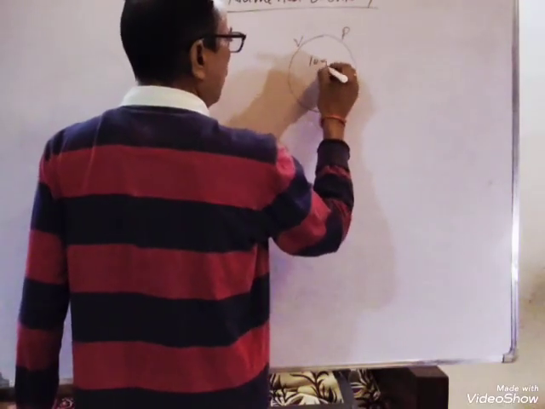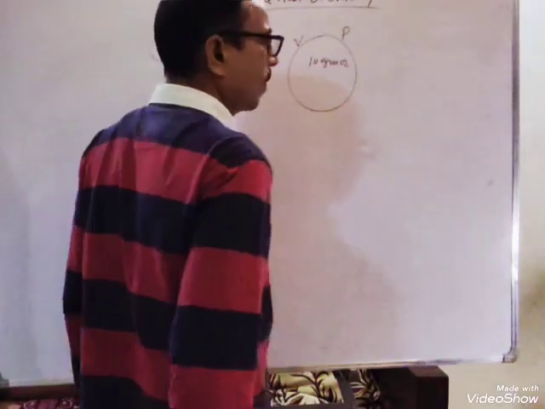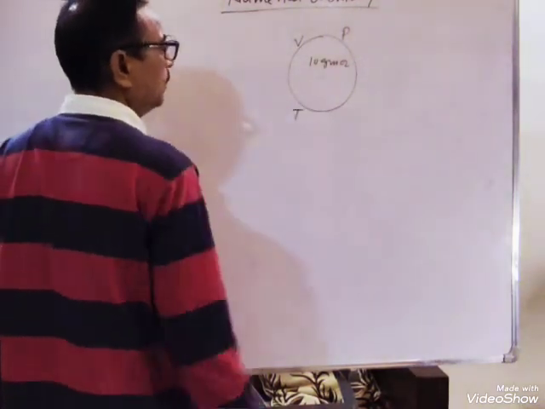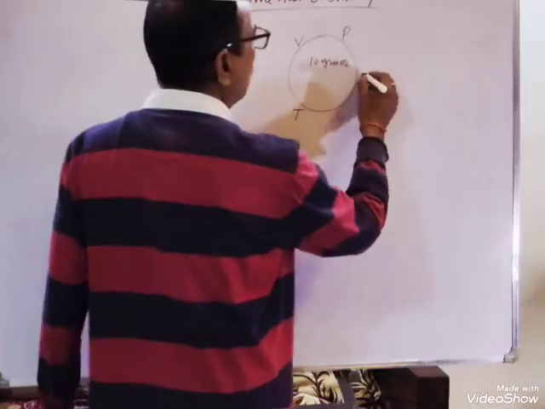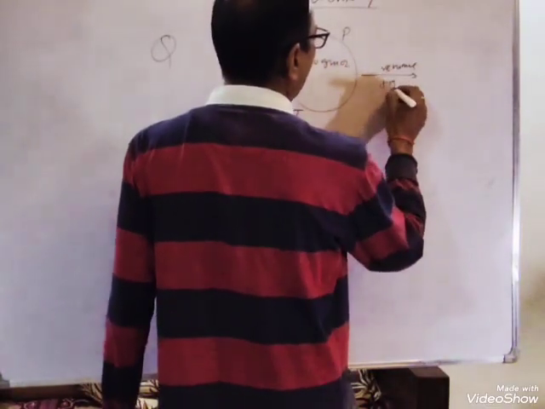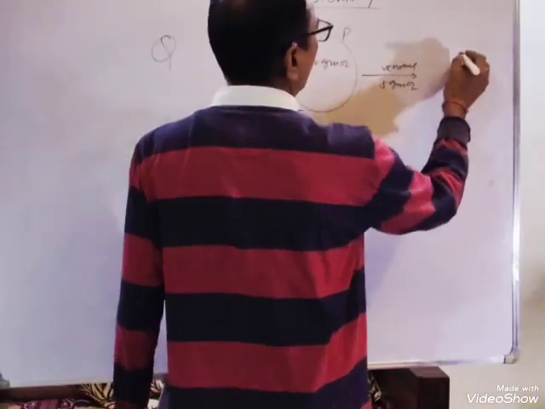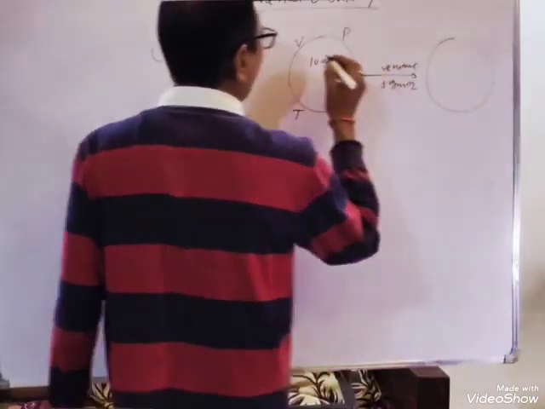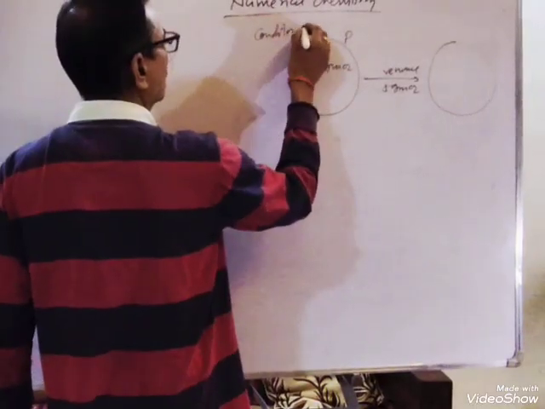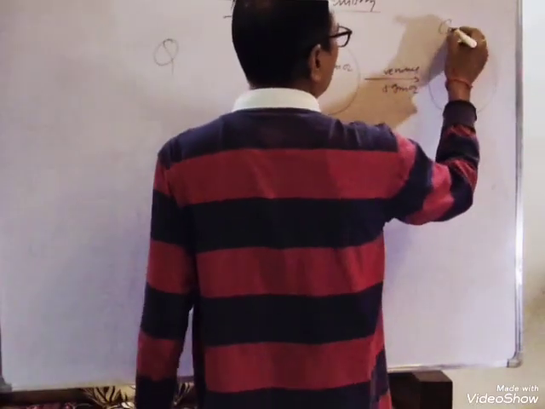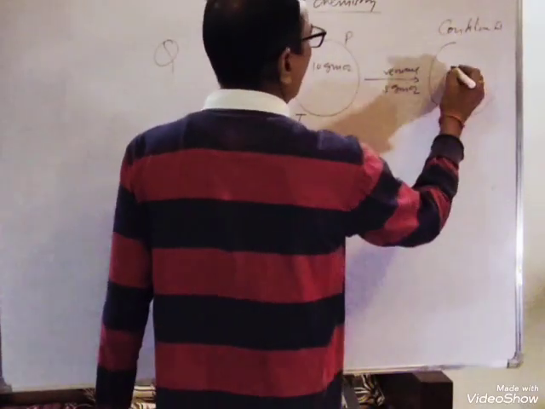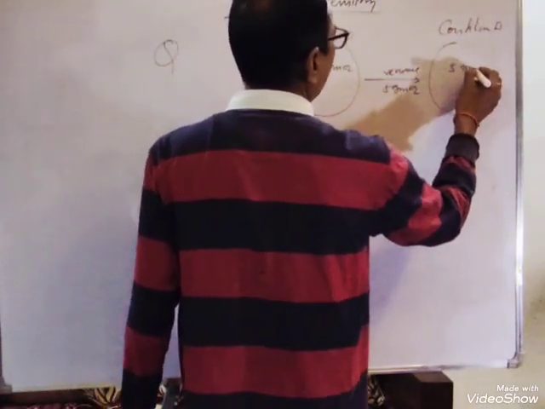Contains 10 gram oxygen. Temperature is T. Remove 5 gram oxygen. So this is the first condition. This is the condition second. Now the oxygen is 5 gram.